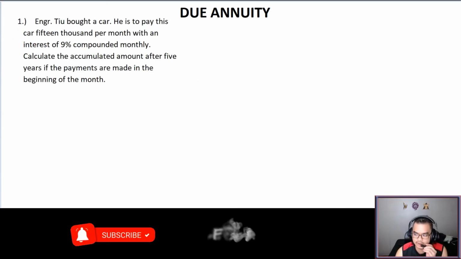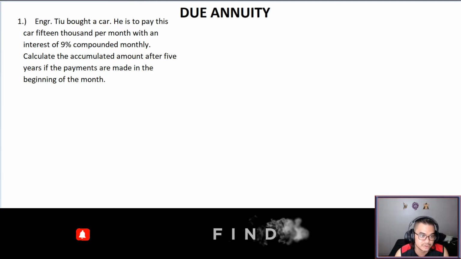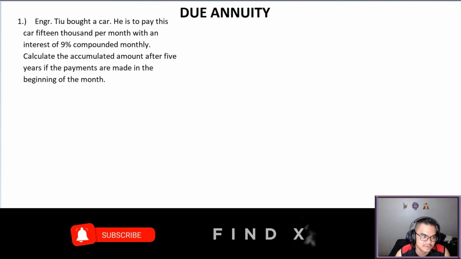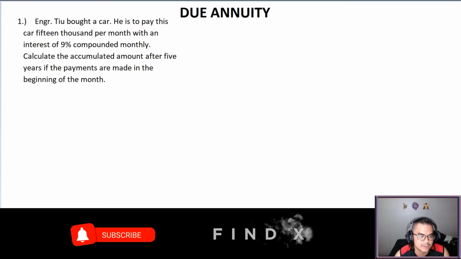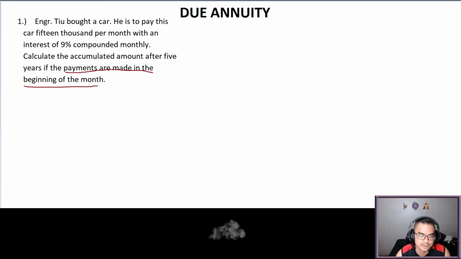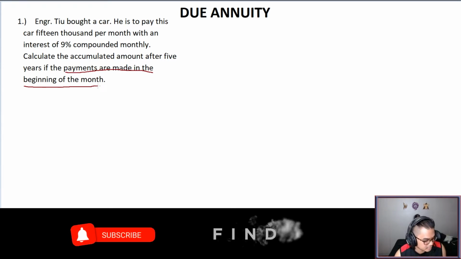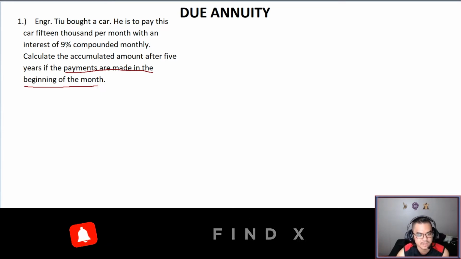Going to our first problem, we have Engineer Chu bought a car. He is to pay this car 15,000 per month with an interest of 9% compounded monthly. Calculate the accumulated amount after 5 years if the payments are made in the beginning of the month. As you can see, payments are made in the beginning of the month, so we can consider this as a due annuity.